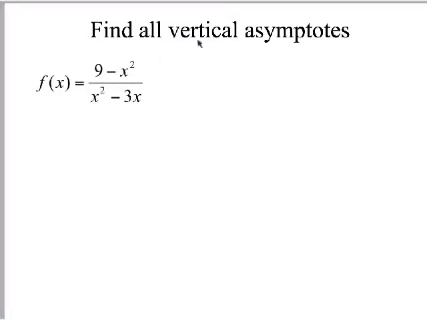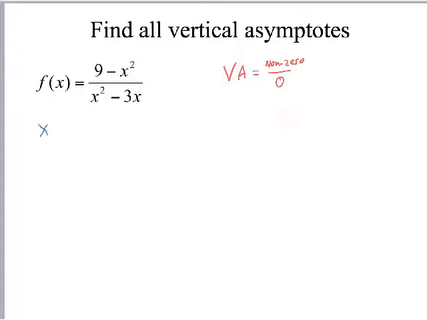Alright, I want to find vertical asymptotes. Now, vertical asymptotes are when your denominator equals 0, but there's a little bit more. For a vertical asymptote, what you're looking for is when your denominator equals 0 and your numerator is a non-zero value. So you're looking for what spots do you get 0 on the bottom but a non-zero number on top. So what we want to do is we first want to look where does the denominator equal 0.